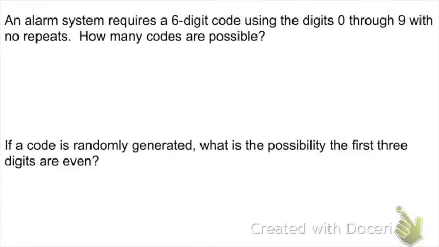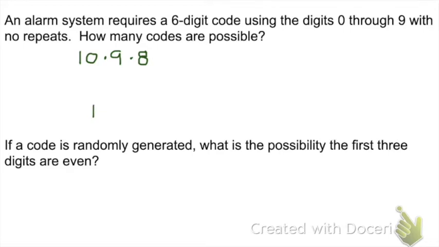So here we have an alarm system that requires a 6-digit code using the digits 0 through 9 with no repeats. How many codes are possible? If you think about this, when you select your first digit, you have 10 possibilities, 0 through 9. Then for the second number, you have used one of the numbers, so now there's only 9 left. Now you've used 2 numbers, now there's only 8 left, all the way down until you've got your 6 digits.